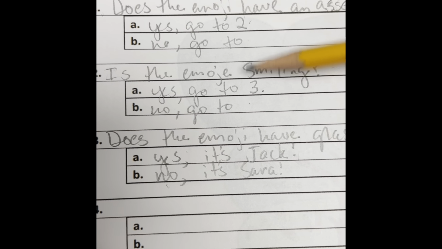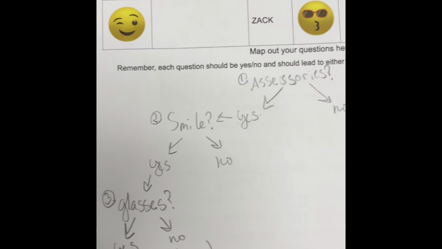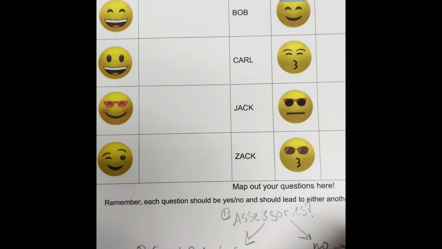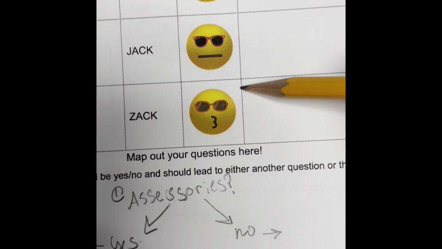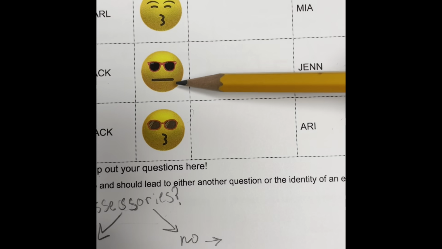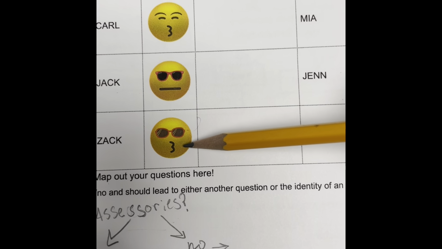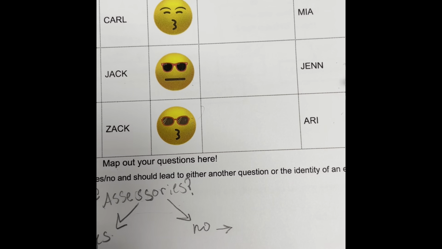Notice that I left B blank because I haven't written B yet. This is what happens if the answer is no. So we need to go back to our key and finish all of our no's, okay? So if the emoji is not smiling, remember we're only talking about emojis that have accessories, and these 2 are not smiling. So we have to determine, how do we tell apart Jen from Ari? They're both wearing sunglasses, so that's probably not a very good way to tell them apart. But notice one is making a kissy face and one is not. So that's a really good yes or no question between Jen and Ari.